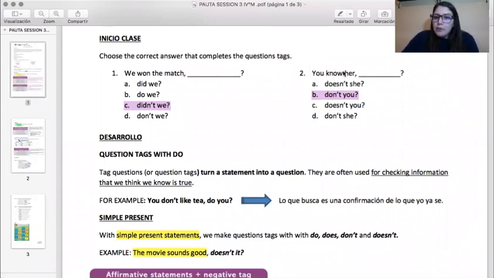And number 2, you know her, don't you? Here I have my verb in the simple present. So I use the negative of the simple present, don't, and I have to repeat the pronoun. Que es importante recordar, ¿cierto? Que don't lo utilizamos con I, you, we, and they, and doesn't and does with he, she, or it. ¿Ya? Hay que recordar que el sujeto, el pronombre en este caso, se repite.